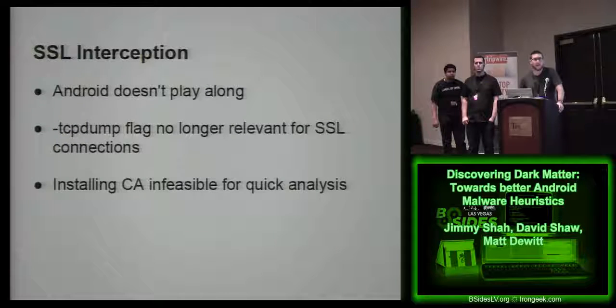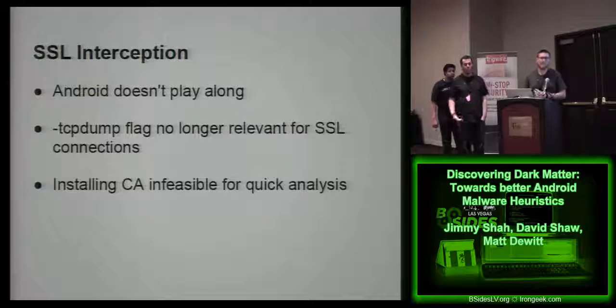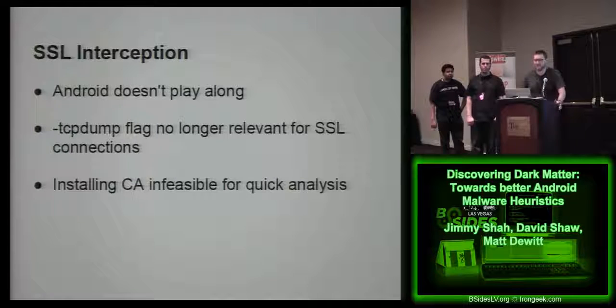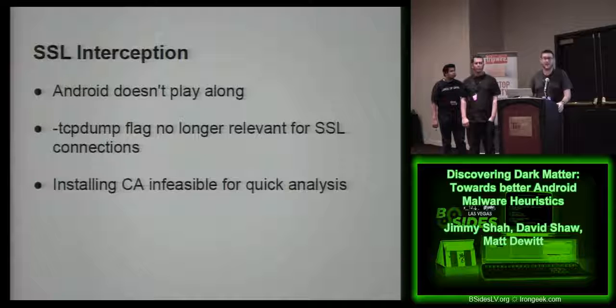So in order to do that, we need to do some SSL interception. And Android doesn't play along in the same way that it does with tcpdump. It basically becomes irrelevant once you notice that the traffic's all encrypted. We notice that probably 99% of malicious traffic is going to be encrypted. We think that malware authors do the easiest thing first, and if the easiest thing is going to be plain text, sometimes we'll get a hit there, but overall, not so good. And installing a CA isn't feasible for quick analysis because we're trying to do this iterative process, but we will get to that a little bit later.